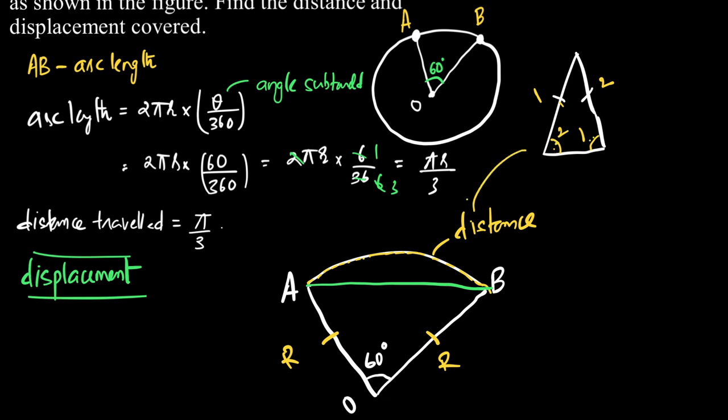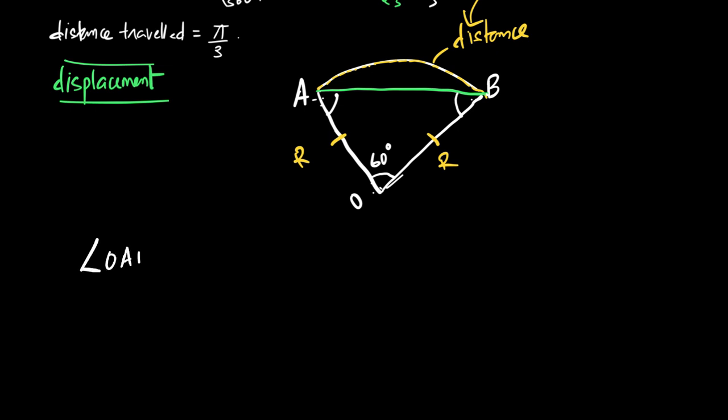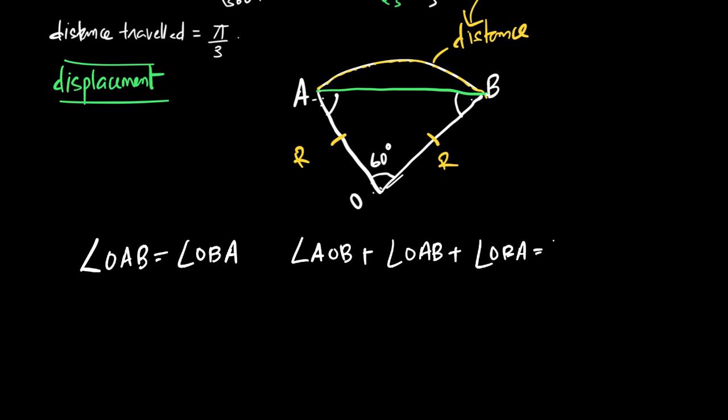If we apply this figure over here, what do we get? We get that OA is equal to OB. Therefore, the angle opposite to OA, that is angle ABO, will be equal to the angle opposite to the side OB, which is angle OAB. So angle OAB is equal to angle OBA. But we know that angle AOB plus angle OAB plus angle OBA is equal to 180. Angle sum property of triangles, right?